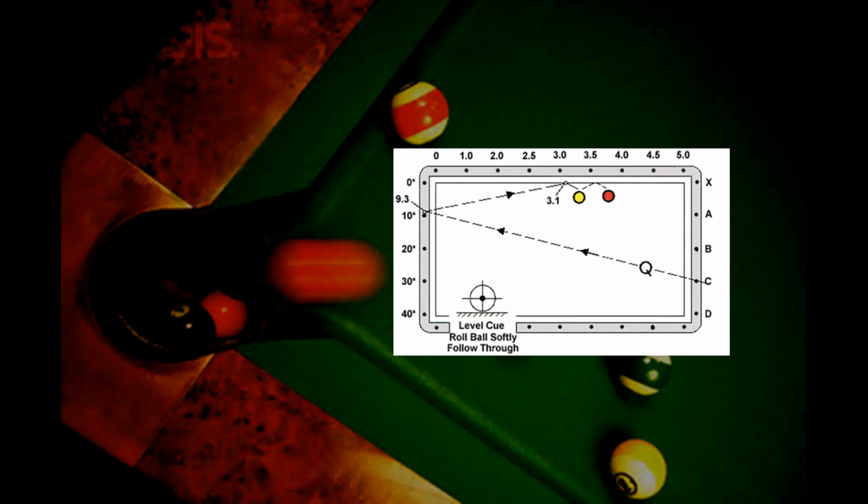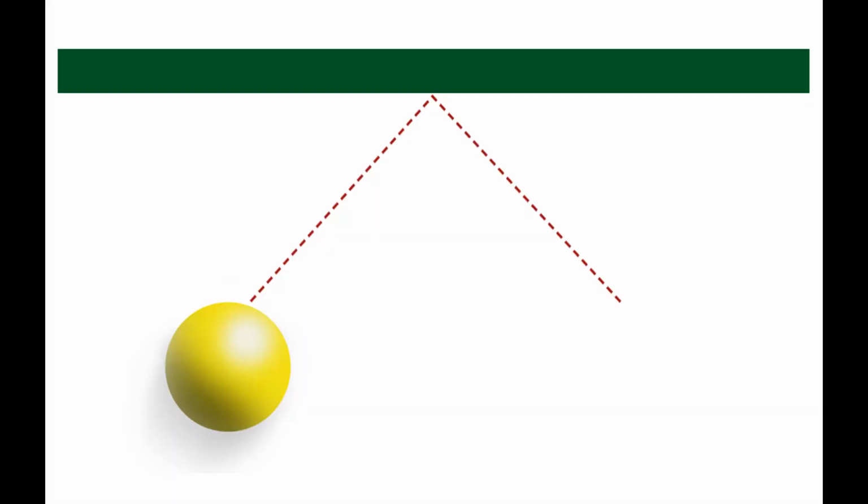Let's talk a little bit about physics, but in an understandable way. If you've ever shot pool, you'll know that a billiard ball bounces off the cushion at the same exact angle that it strikes the cushion, assuming that there's no spin on the ball. In other words, if the pool ball hits the cushion at 45 degrees, it bounces off at 45 degrees.